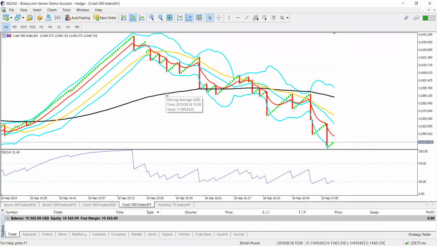We are going to be diving into a very important aspect of our trading, which is what to actually look for when trading crash and boom. Right now, we have Crash 500. It's running on the Mrs. Money's indicators and strategy here, like the one I taught you before.